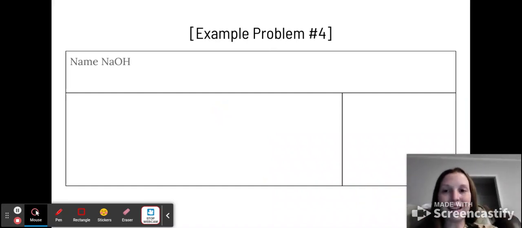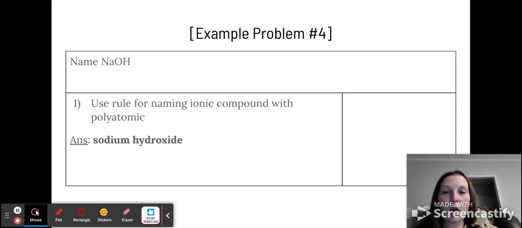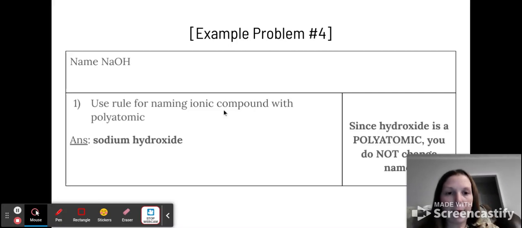So we're going to try to name NaOH here. We use the rules for naming ionic compounds with our polyatomics chart. So Na, we know is sodium. OH is hydroxide. We don't use prefixes. We don't do anything like that with ionic. So we just name it the way it is. Remember, with polyatomics, you do not change the name. And since OH is a polyatomic, we leave it.